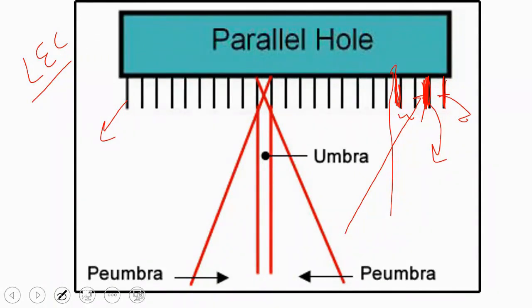Therefore, the diameter of the hole is very important when comparing low energy, high energy, and medium energy, based on the hole and the septa thickness. This affects your sensitivity and also affects what? The resolution. When you want to increase the resolution, what do you do?